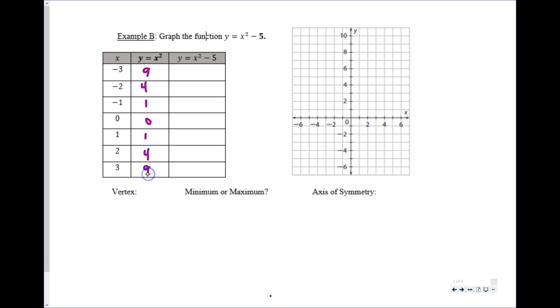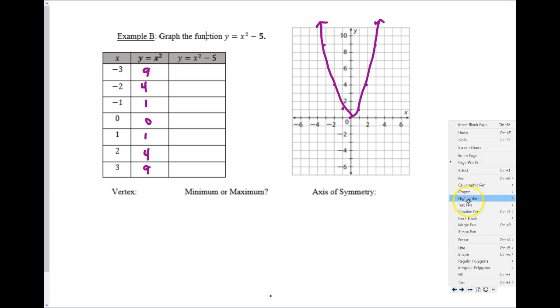Remember, I graphed that by doing 0, 0, over 1, up 1, over 1, up 1, over 2 up 4, over 2 up 4, over 3 up 9, and over 3 up 9. The more you do this and graph the parent, the more you will memorize it, and it won't become something you have to put on your calculator anymore.